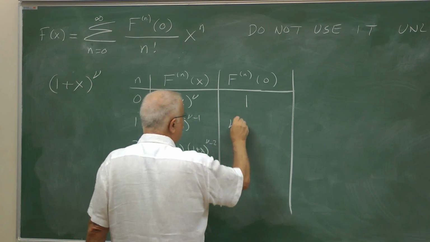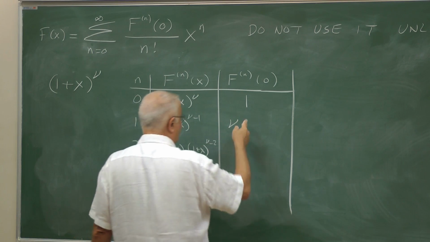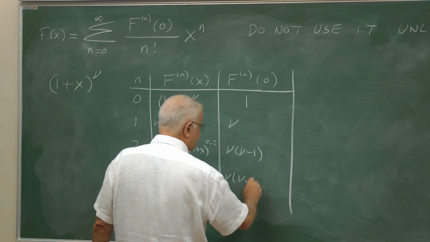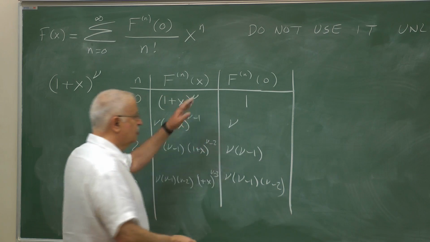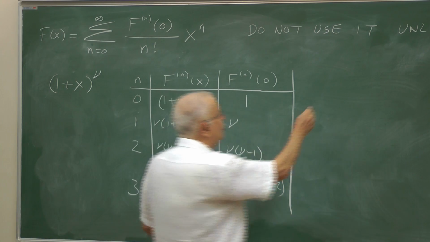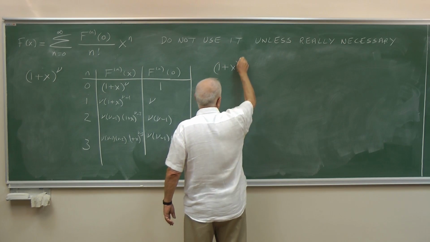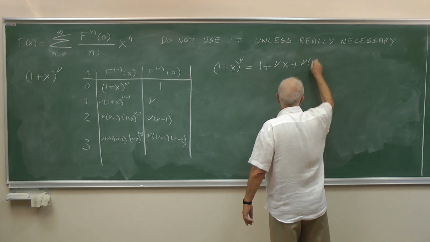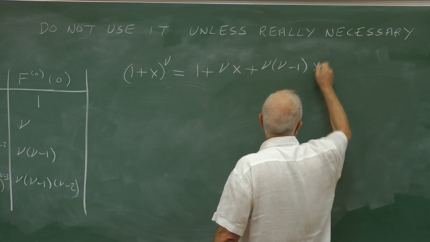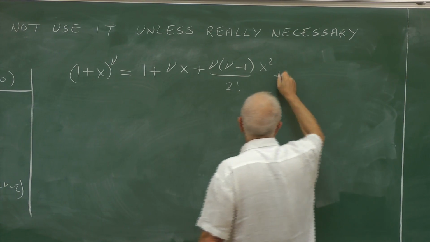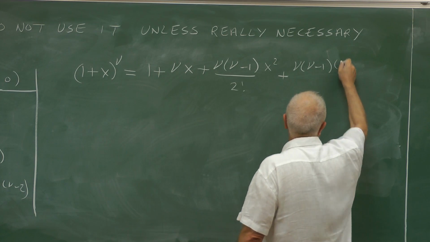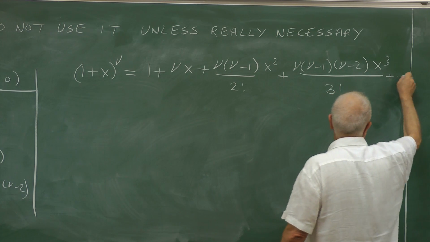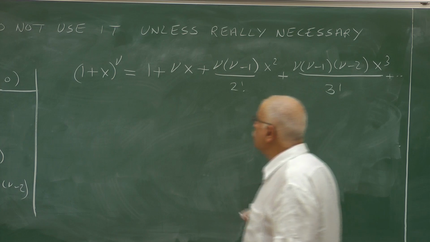Here, nu, 1 to any power is 1. Then nu minus 1, and nu minus 1, nu minus 2. So we go like this. So 1 plus x to power nu equals 1 plus nu x plus nu minus 1 x squared over 2 factorial plus nu minus 1 nu minus 2 x cubed over 3 factorial and such terms. This is the so-called binomial expansion.